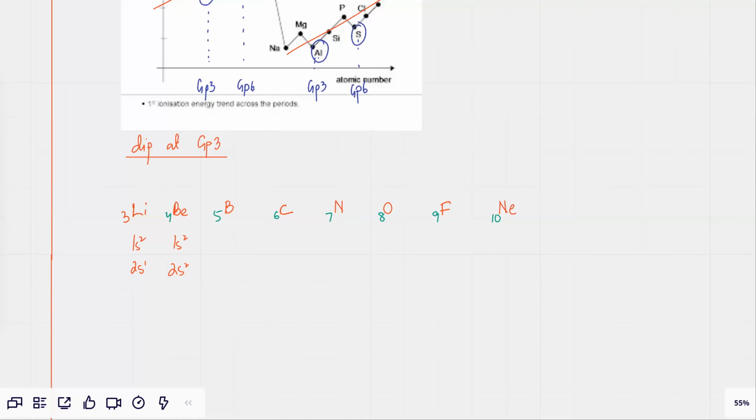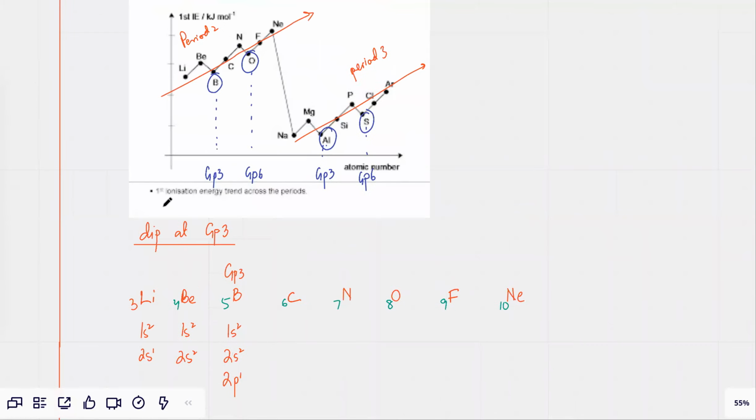That's it. When you reach boron, that's group 3, right? So why is there going to be a dip? It's going to be 1s2, 2s2, and then there's going to be 2p1. Now, all of a sudden, what happened? When you move from group 2 to group 3, there's a thing that changed.